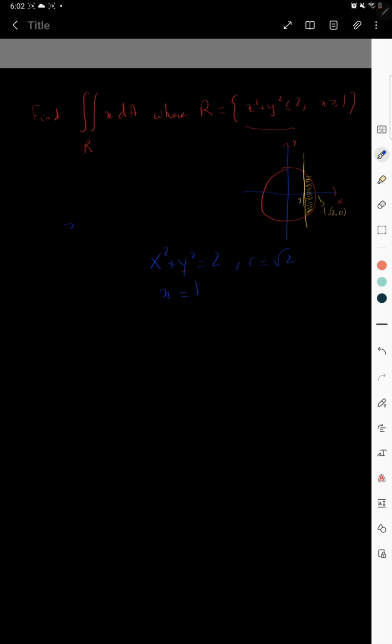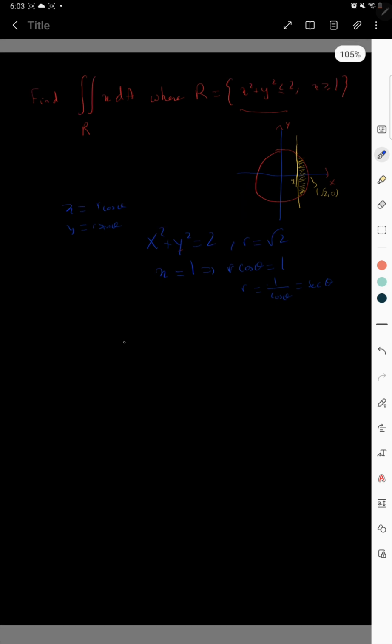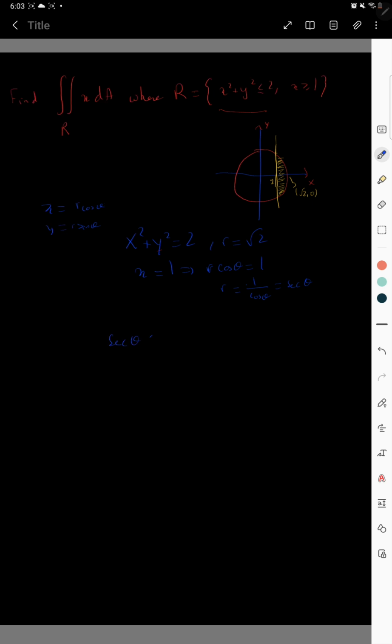x equal to 1, so let us remember that x is r cos theta and y is r sine theta, whereas the line x equals 1 implies that r cos theta is equal to 1. So this implies that r is equal to secant of theta. R is equal to 1 over cos theta, which means secant theta. Now notice here that this region can be described by the radius going from the line x equal 1 to the red circle. So r is between secant theta and square root of 2.